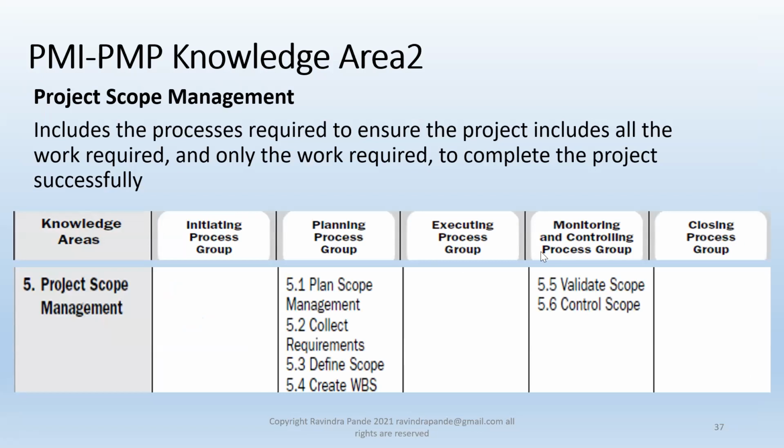Now there's a second knowledge area called project scope management, and there are 6 processes we need to learn here. Plan scope management is an umbrella activity within scope. Then collect requirements. Here the name doesn't sound quite right, but we can consider it as validate requirements, because normally requirements are collected by the business analyst team.